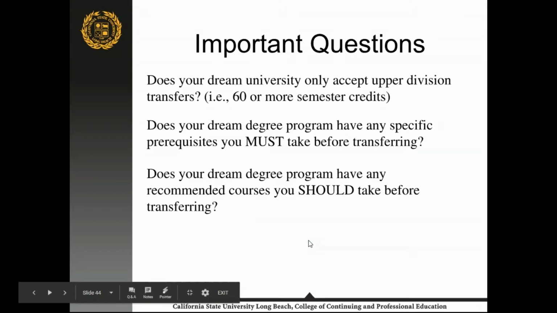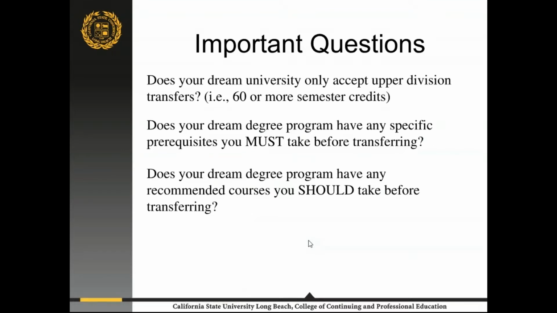So I want to leave you with some important questions to think about as you are looking at these schools and deciding where you want to go. First off, you want to know, does your dream university, where you're trying to go after you finish community college, only accept upper division transfers? Now that phrase, upper division transfer, really just means you're coming in as a junior. You're coming in as a third-year student.